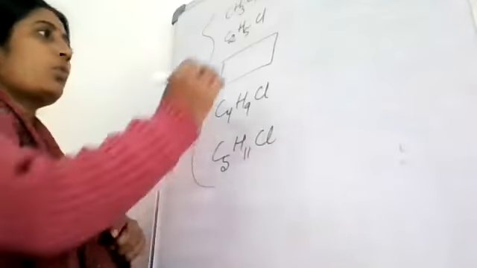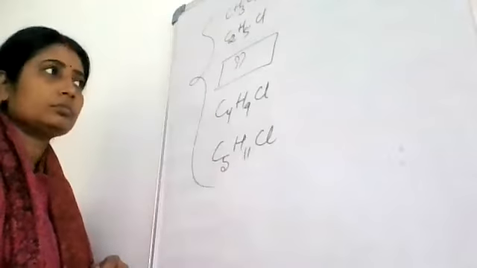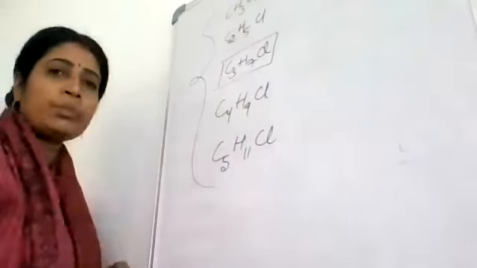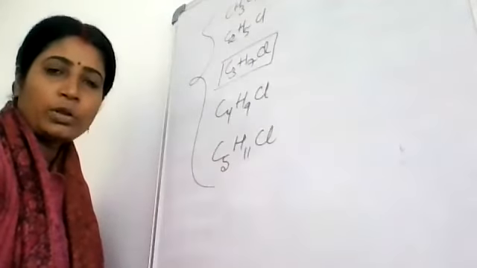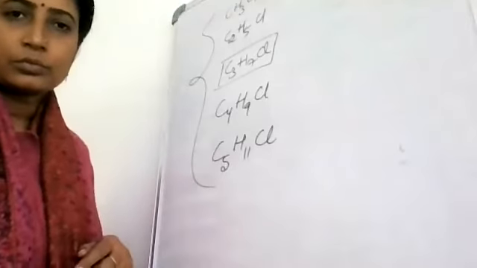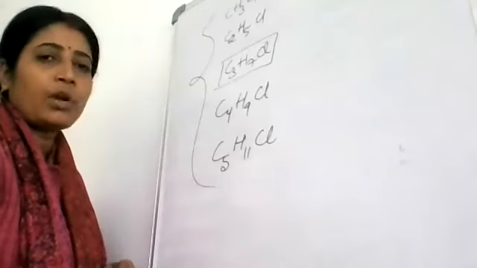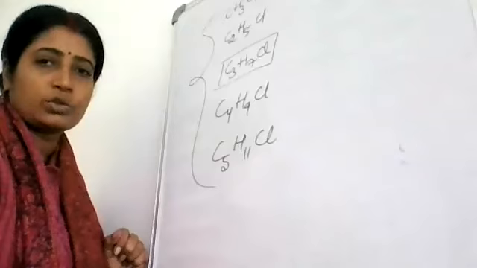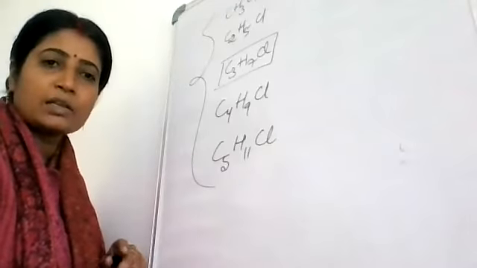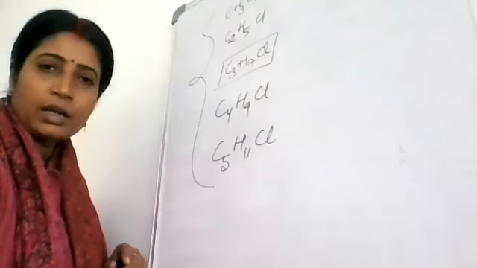Now next question is, what is present here? C3H7Cl. So how were you able to answer this question? Because one member is differing from the other adjacent member by a CH2 group. And it is a series, and series means a continuous pattern, same pattern. Isn't it? Yes, ma'am.